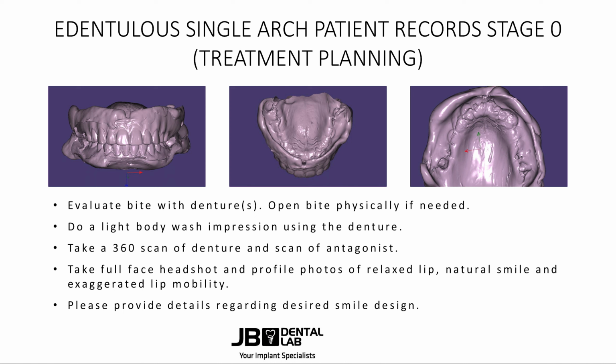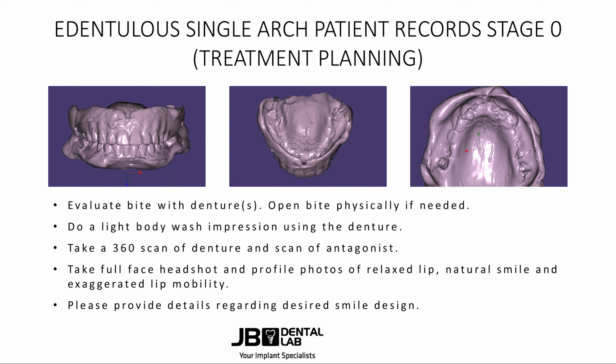Once we have a bite set, you're going to take a light body wash impression using the denture as your tray. You'll put it back in the mouth and let it set up. It's important while this is setting up that you have the patient biting and that you're making sure the midline is still correct and that we haven't inadvertently opened the bite with the PVS material.